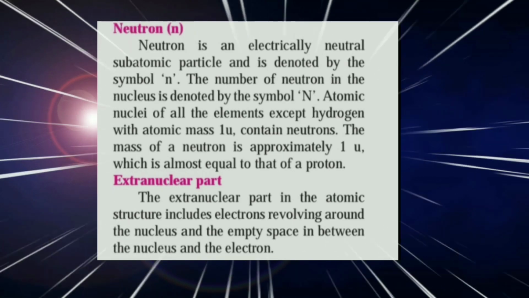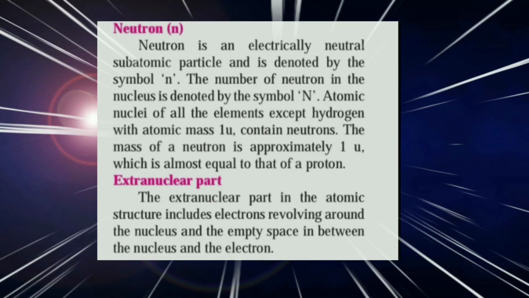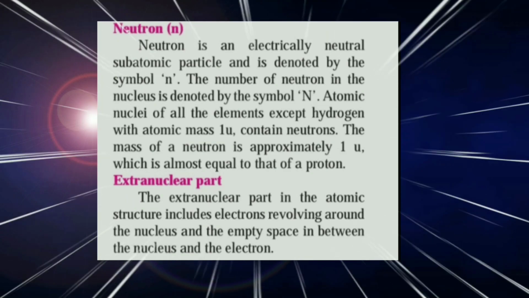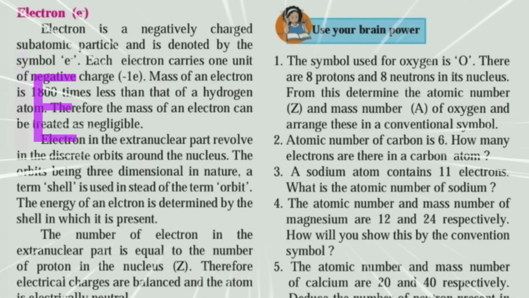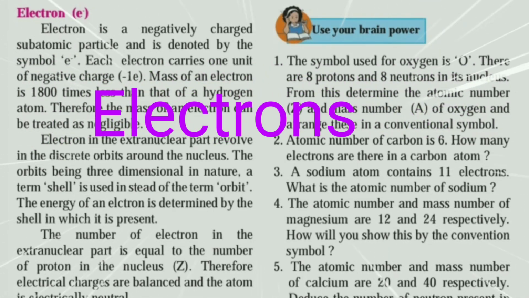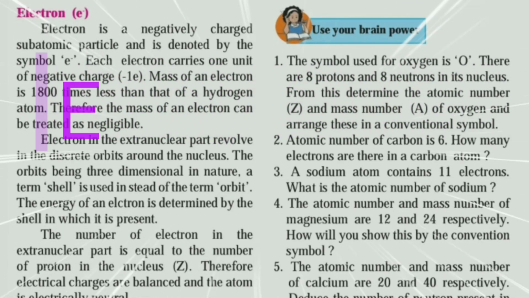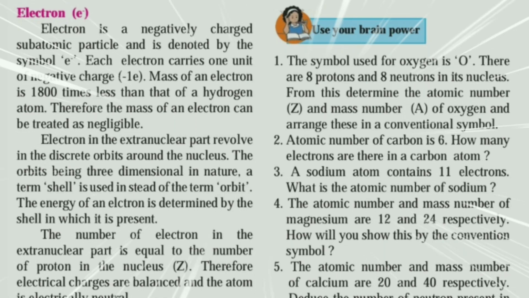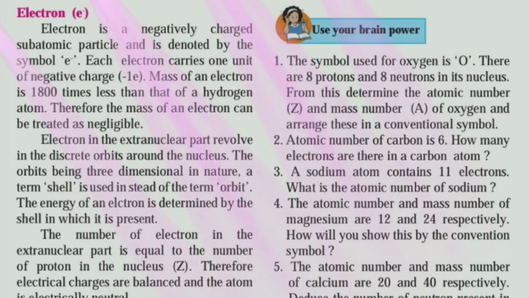Let us move towards the extranuclear part. The extranuclear part in the atomic structure includes electrons revolving around the nucleus and the empty space in between the nucleus and the electrons. Let us move towards electron. Electron is a negatively charged subatomic particle and is denoted by the symbol e minus. Each electron carries 1 unit of negative charge. Mass of an electron is 1800 times less than that of a hydrogen atom. Therefore, the mass of an electron can be treated as negligible.